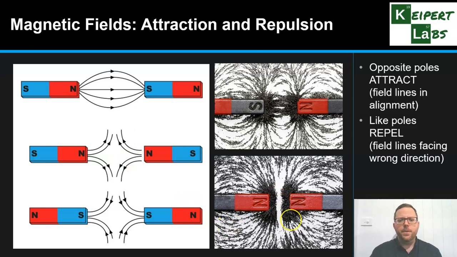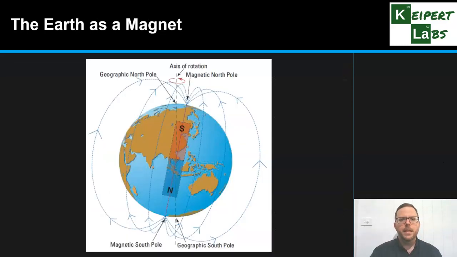We can see that in this photo to the right as well. We can see that there's almost this gap between these two north poles where there is no attraction, that the iron filings are being pushed away because these field lines are going in the wrong directions relative to one another.